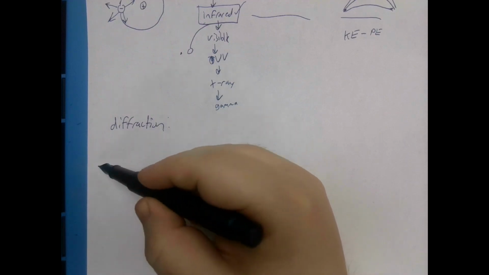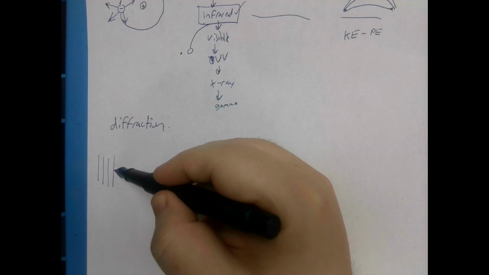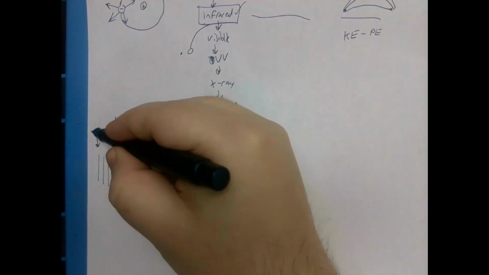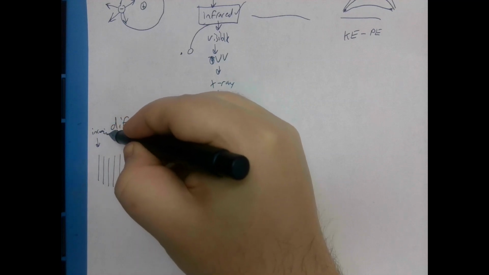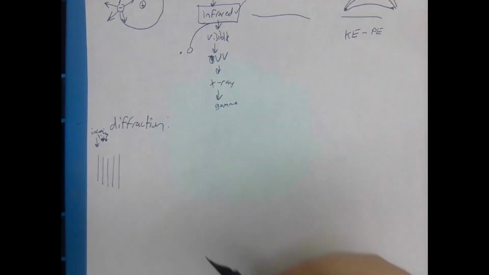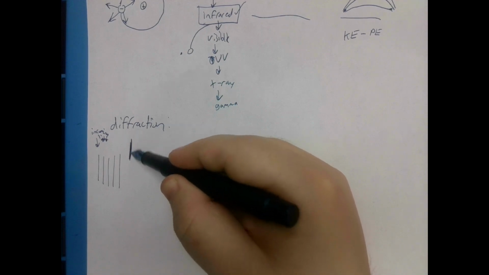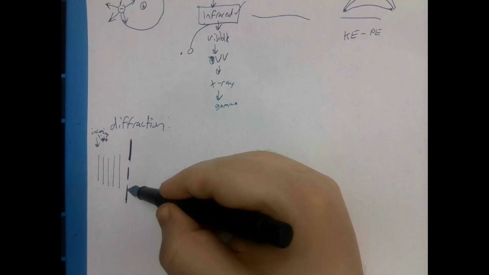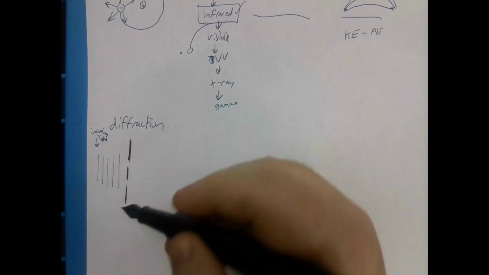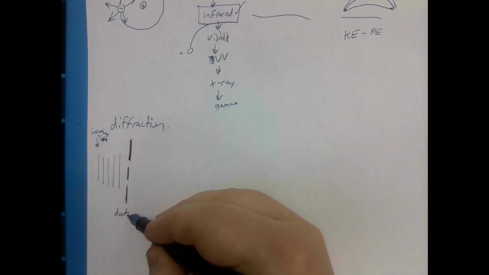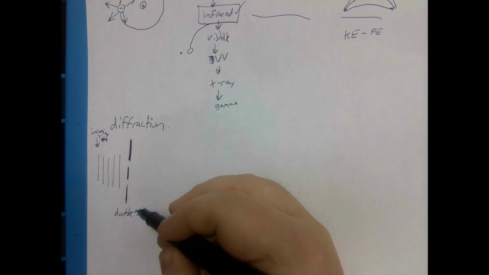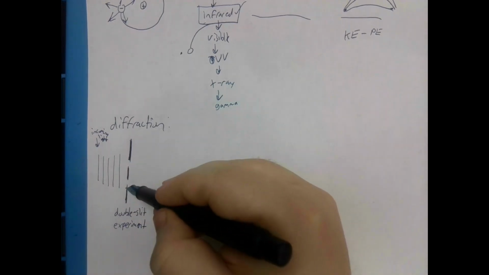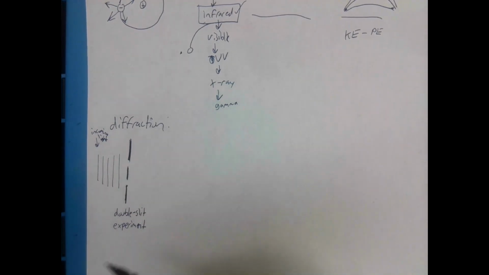So then, let's say that we have incoming light. These lines represent the crest. So incoming light. And I have a barrier. And I have 2 slits. This is called the double slit experiment. So I have 2 slits, 2 openings this light can go through.